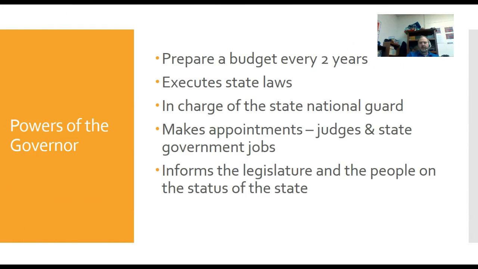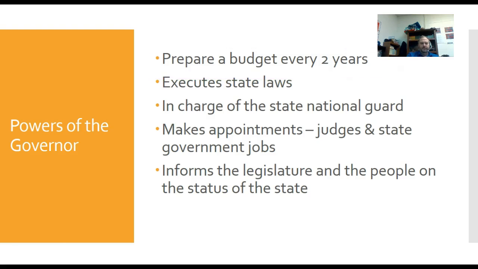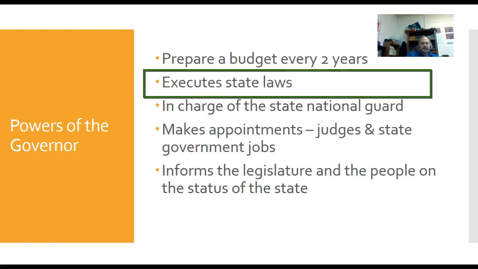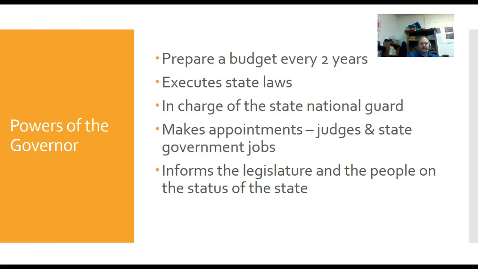The governor has some very important powers. Among the powers that we need to look at is, first of all, he prepares a budget and sends that to the legislature. The legislature can act on his budget, or they might increase spending in some areas and spend less money in other areas. It's a work in progress. The most important thing that the governor does is he carries out the state laws. That means he's responsible for seeing that the laws of the state are enforced. The word we use is execute.